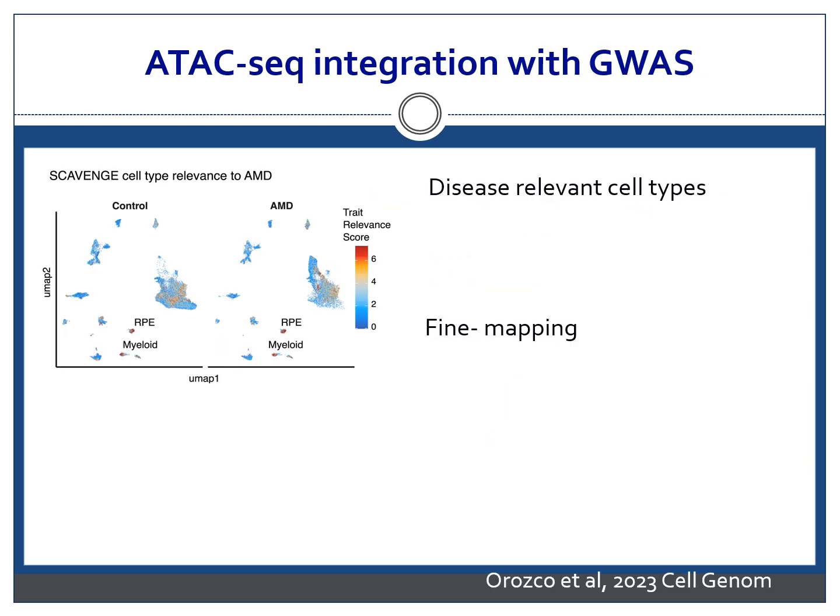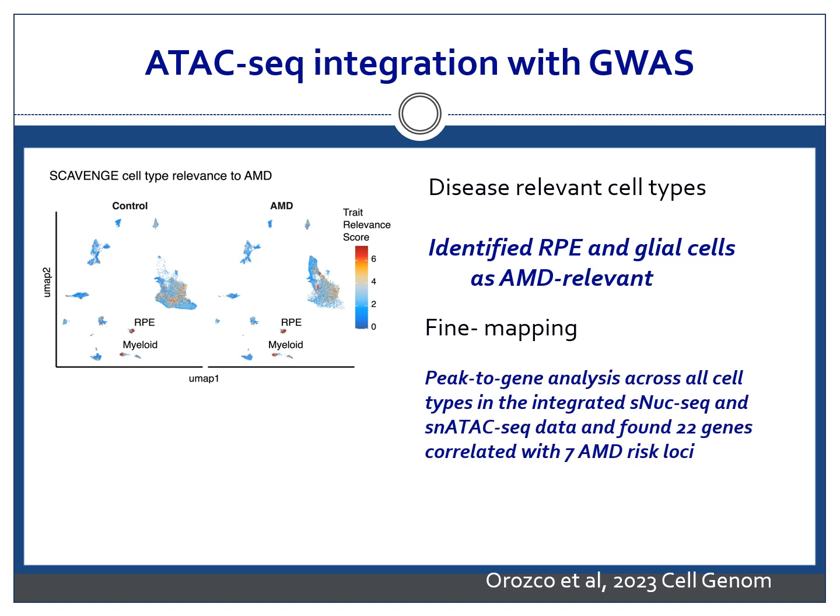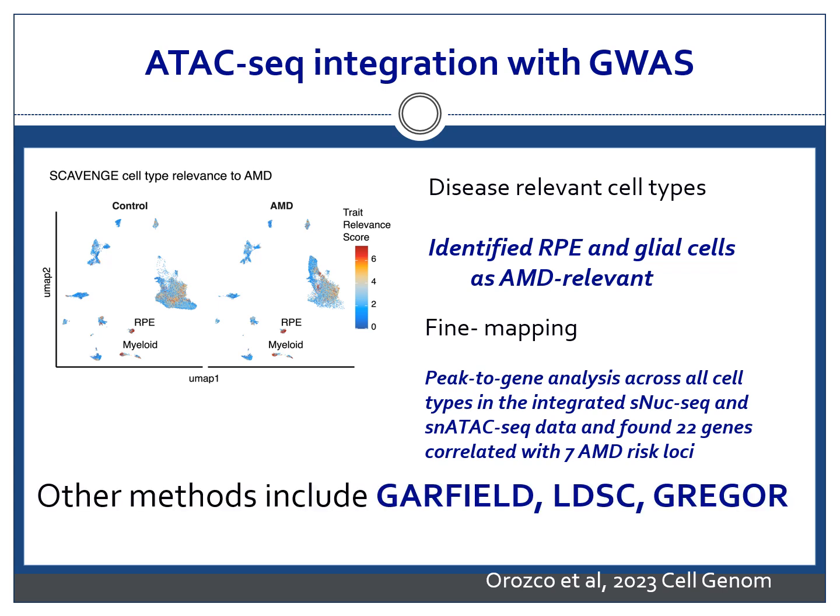Here is a recent study which utilized ATAC-seq data at the single cell level in the human retina and RPE to identify the disease-relevant cell types. By analyzing this data, they identified RPE and glial cells as AMD relevant, and the fine mapping using peak-to-gene analysis across all cell types in the integrated single nuclei RNA-seq and snATAC-seq data identified 22 genes correlated with 7 AMD risk loci. Other methods that can be used for integrating ATAC sequencing with the GWAS data are GARFIELD, LDSC, and GREGOR.